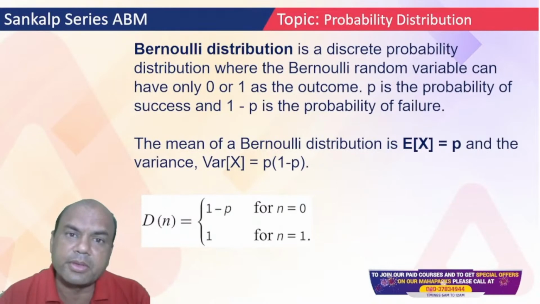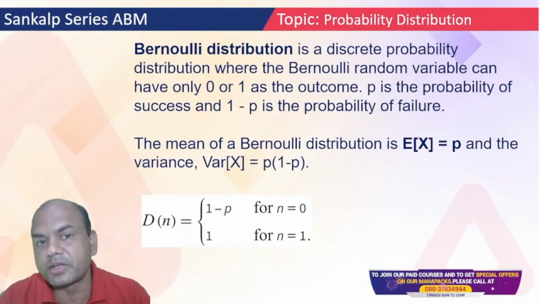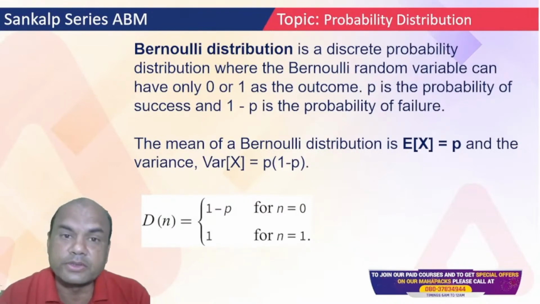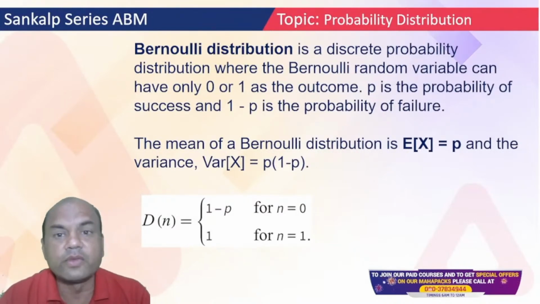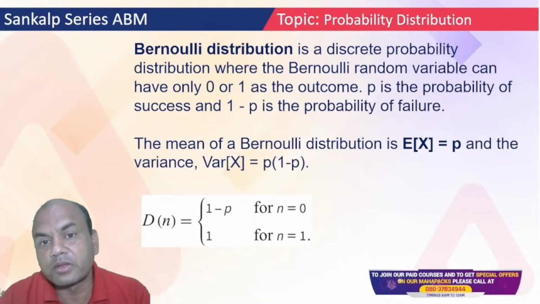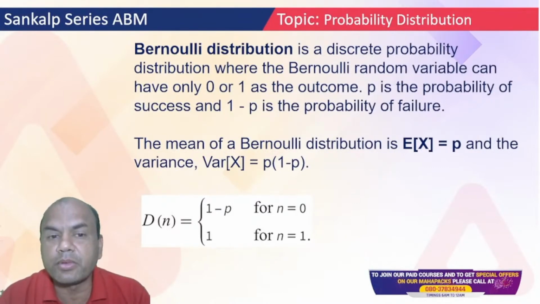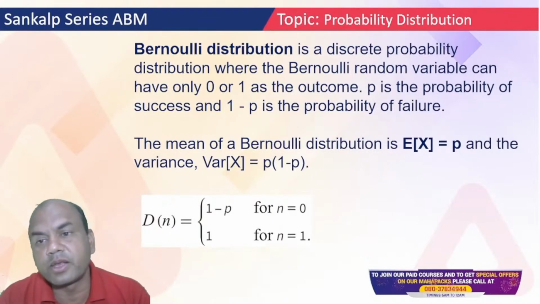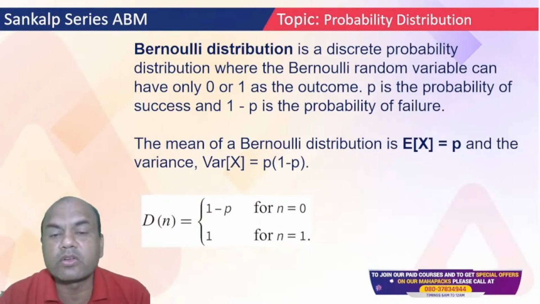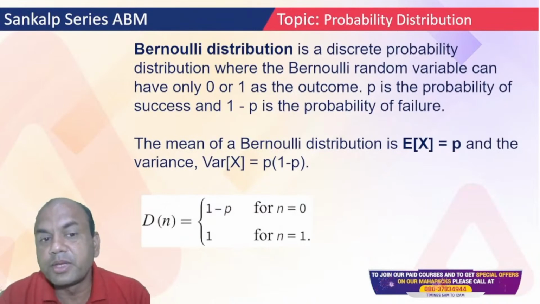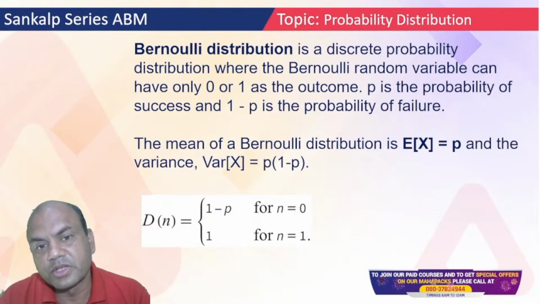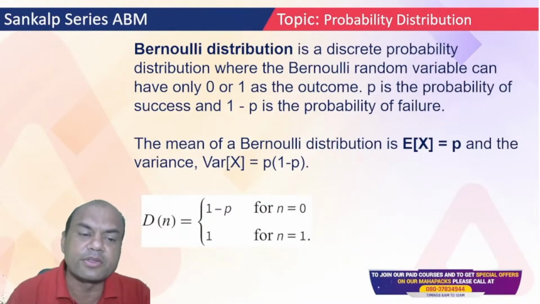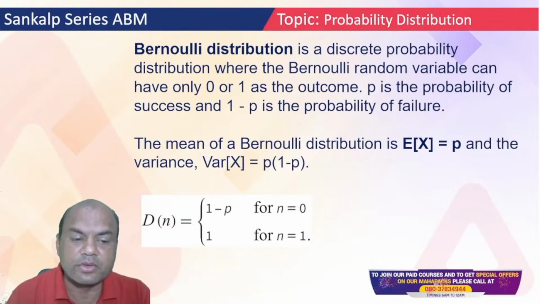And in this probability distribution, you have three types of probabilities. One is Bernoulli, second is binomial, and third one is Poisson. So we'll study one by one now. Bernoulli distribution is a discrete probability distribution where Bernoulli random variable can have either 0 or 1 as the outcome. P is the probability of success and 1 minus P is the probability of failure. Some books call this 1 minus P as Q also.